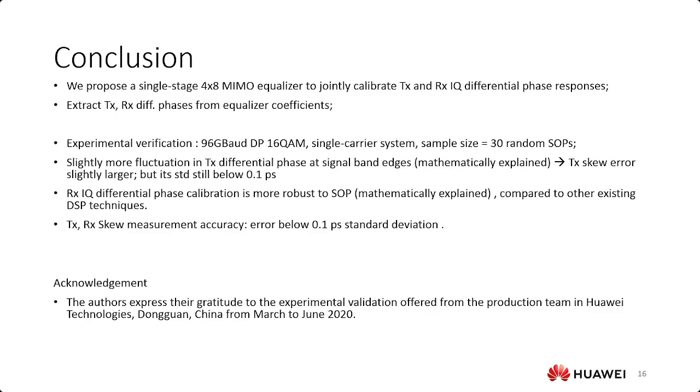We can see that for the transmitter differential phase, there is higher fluctuation at the signal band edge, but we can reduce it by just ignoring these fluctuations at the high frequency. And for the receiver differential phase, our method is super robust compared to other existing methods. Altogether for the skew measurement, our accuracy is pretty good. The error is still below 0.1 picosecond standard deviation.